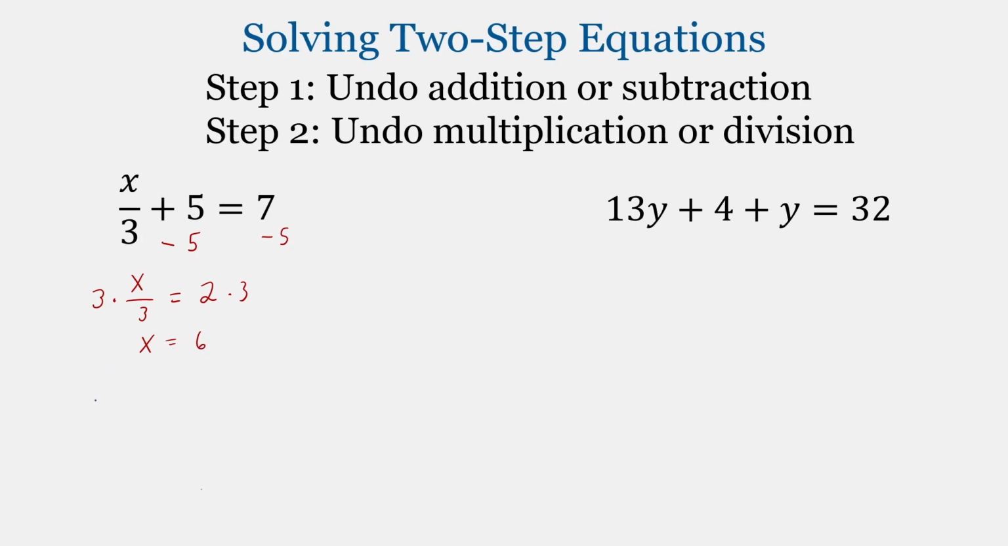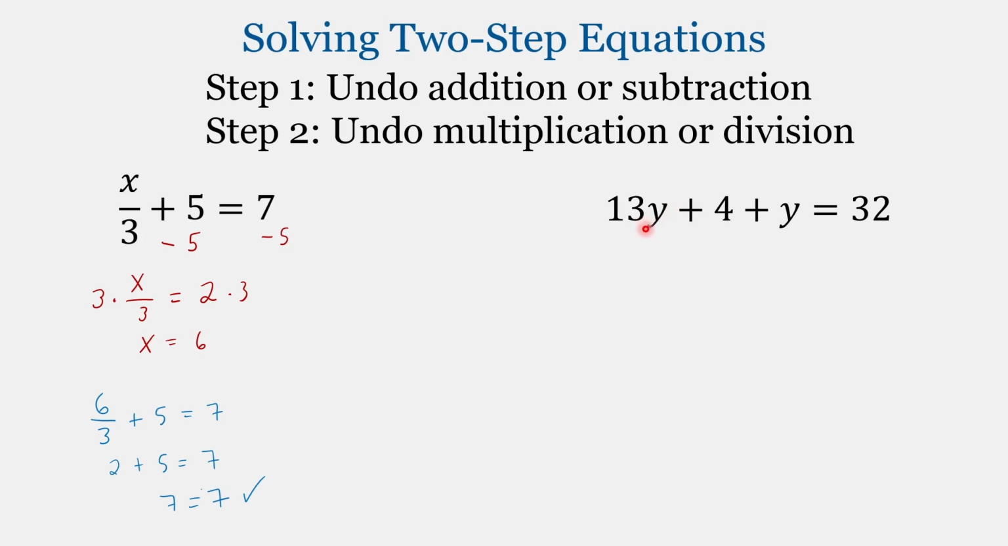We'll check our answer by plugging in that value for x. Wherever there's an x, we'll put in a 6. So we have 6 divided by 3 plus 5 equal to 7. 6 divided by 3 is 2, plus 5 equal to 7. And then 2 plus 5 is 7. We end up with 7 equal to 7, and that is a true statement.